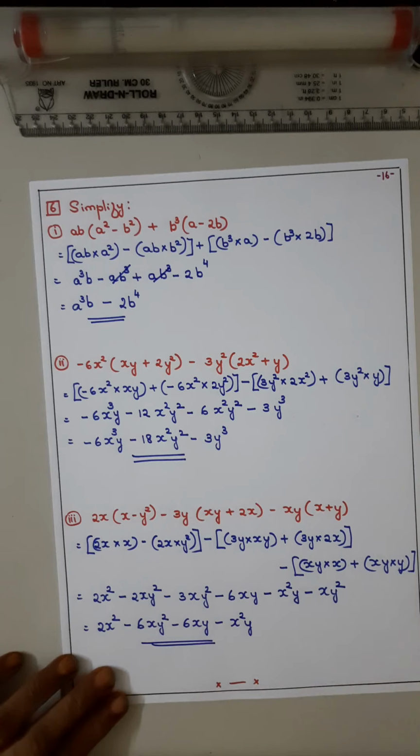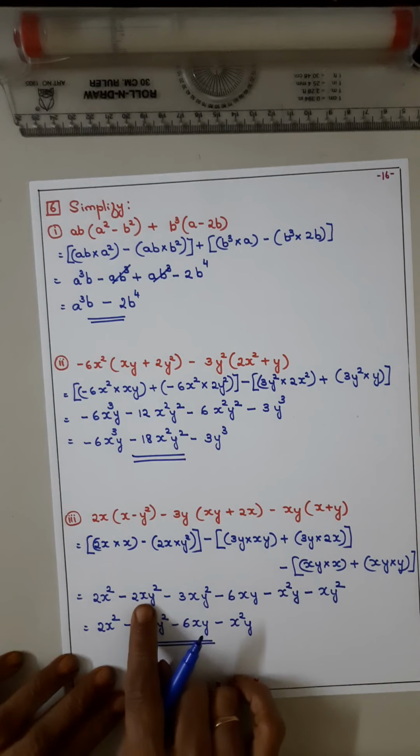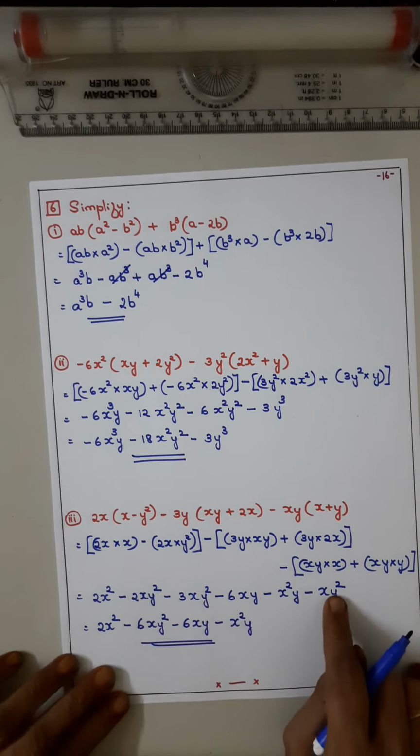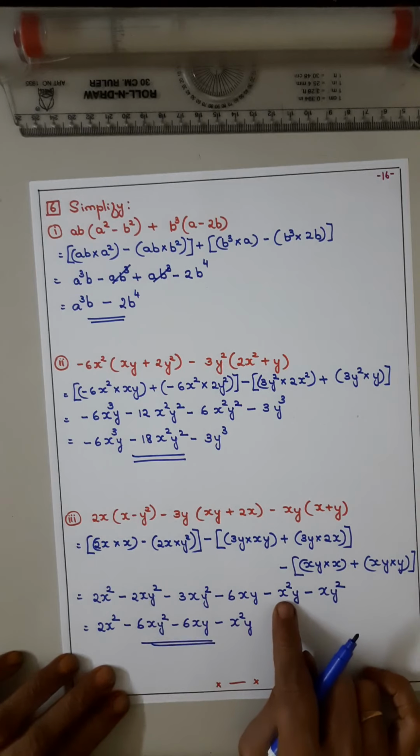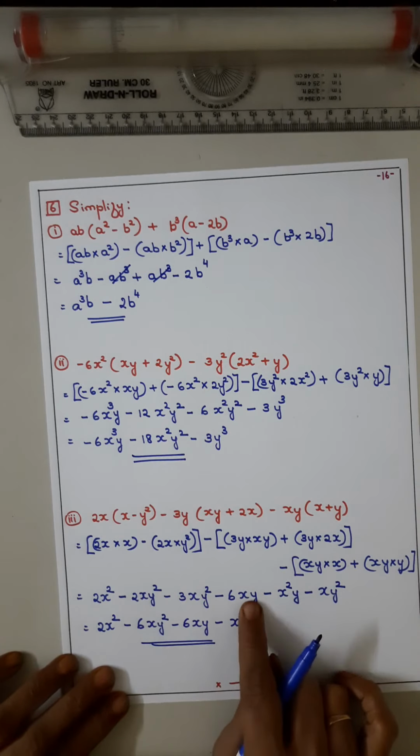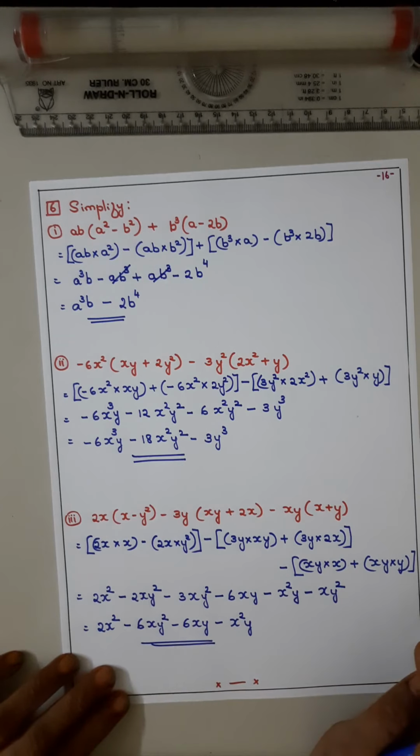See, like terms you have to solve. Xy squared, xy squared, xy squared. This is x squared y. This is xy. So keep it separate.